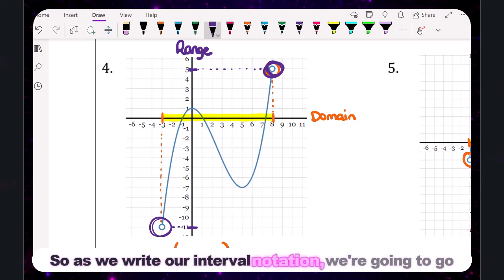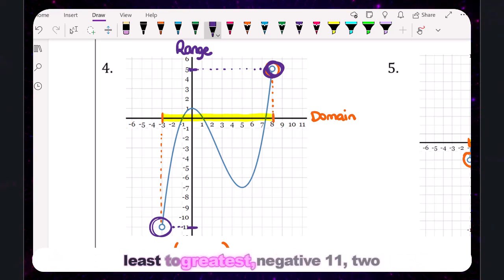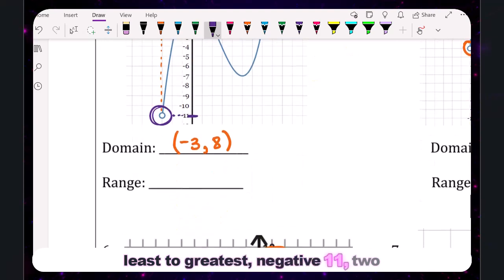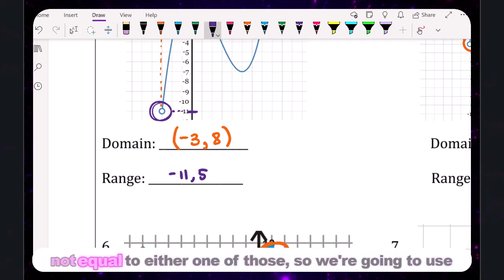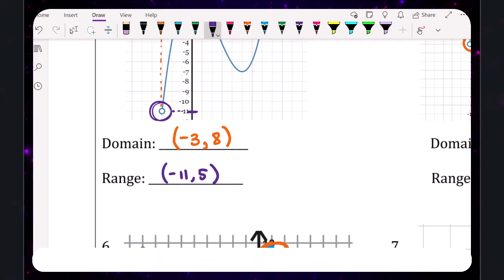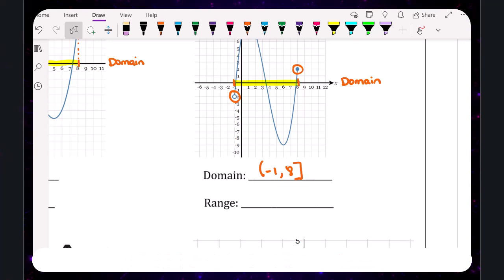So as we write our interval notation, we're going to go least to greatest, negative 11 to positive 5. Both of those points were hollow. They are not equal to either one of those, so we're going to use parentheses. All right, let's look at the next one.